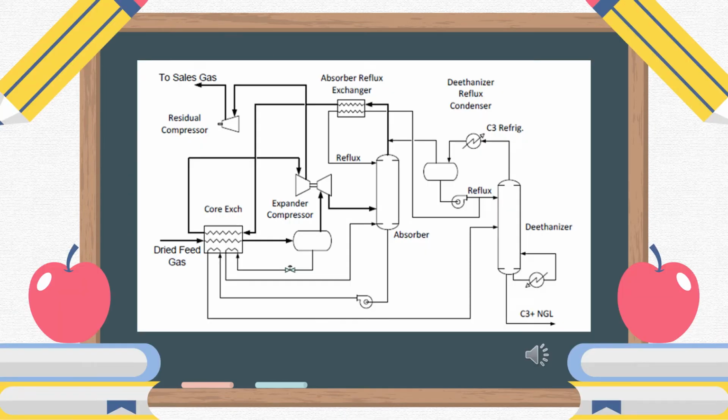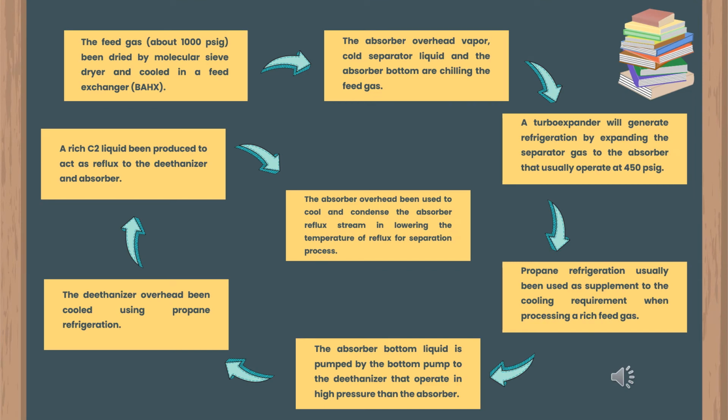This slide shows the basic schematic diagram of the dual column reflux process. I'm going to show how the dual column reflux process works. First, the feed gas at about 1000 psig is dried by a molecular sieve dryer and cooled in a feed exchanger, which is a BAHX. Then, the absorber overhead vapor, cold separator liquid, and the absorber bottoms chill the feed gas. A turbo expander generates refrigeration by expanding the separator gas to the absorber, which usually operates at 450 psig.